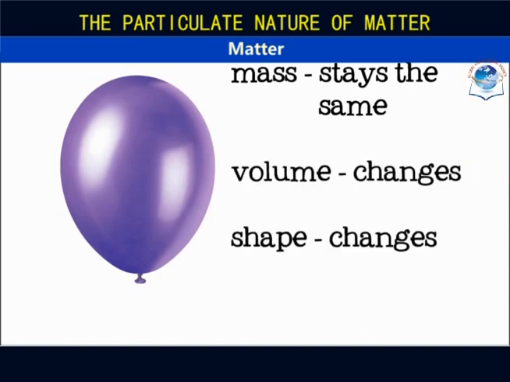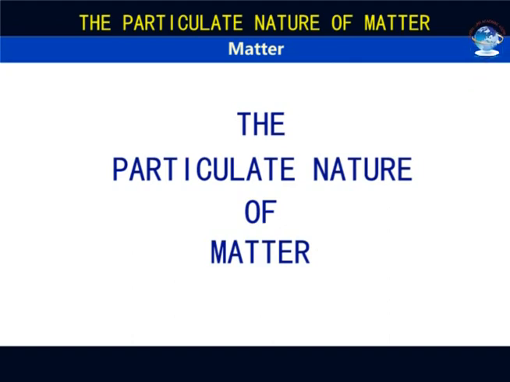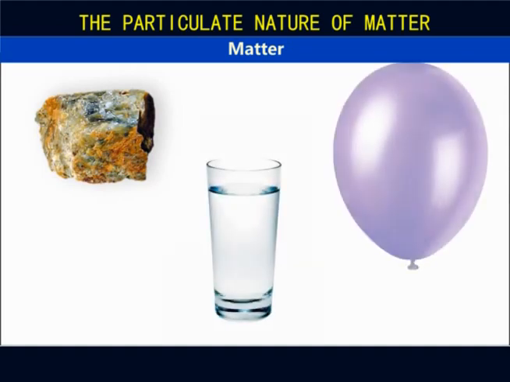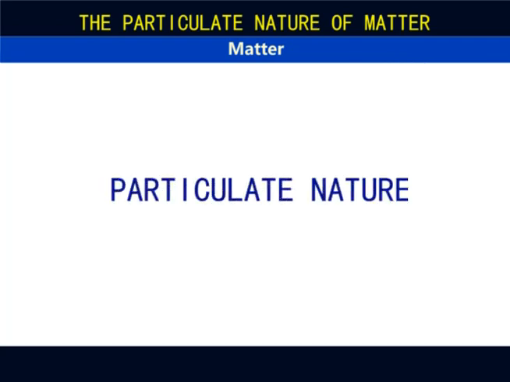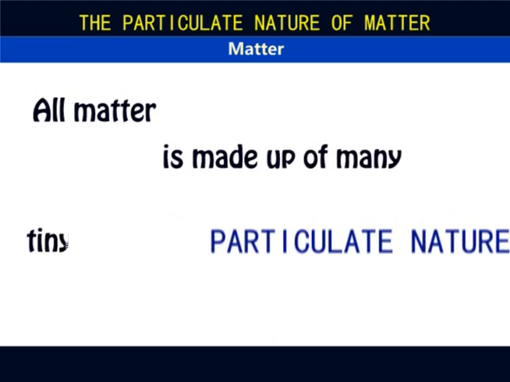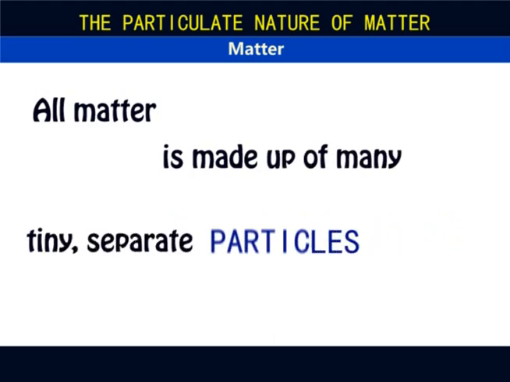Now, here is the interesting thing, and which is the main interest of this chapter, that although different substances may have different forms and properties, they have one common feature, a particulate nature. In other words, all matter is made up of many tiny separate particles.